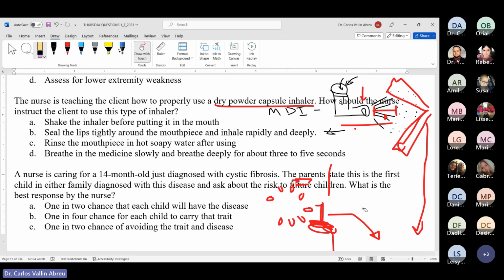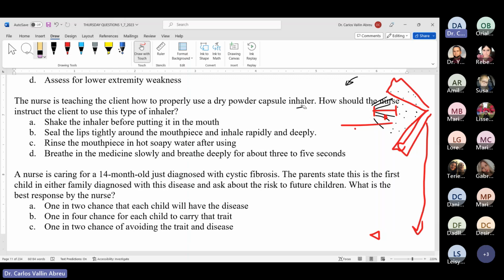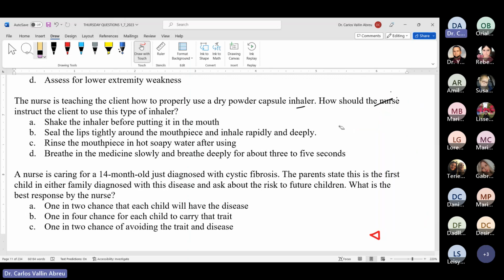NCLEX question. And the answer was this, exactly. And one of the questions that have been in. Okay, good. So you know it. Very good. Perfect.